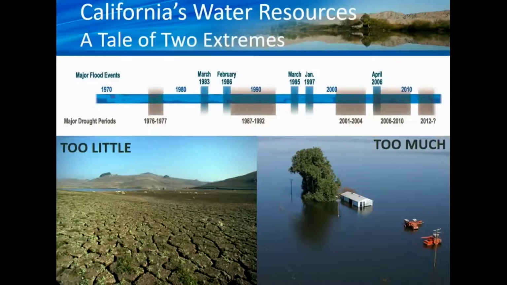We mentioned this in 2013, and we're keeping with that, but we have a tale of two extremes, nothing that anybody in this room probably is not aware of. But this is a timeline showing drought periods and flood periods. So we're either coming in and out of a drought, or we're facing our next flood, and sometimes in the same period.